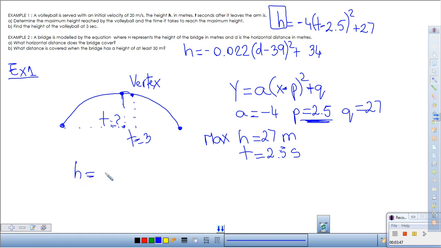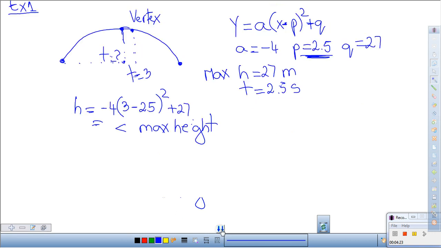So height equals -4 times (3 minus 2.5) squared plus 27. And what I want you to do right now is solve for h by adding the numbers. Again, keep in mind that whatever this height is going to be, it should be less than the maximum height, because it happens after that vertex point.